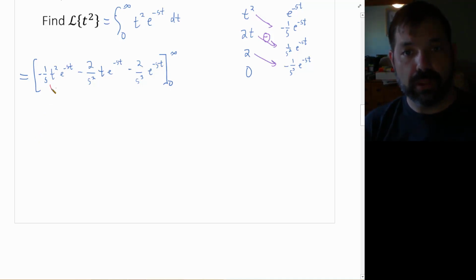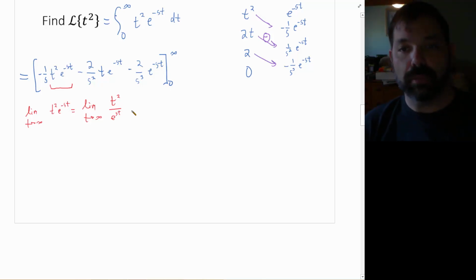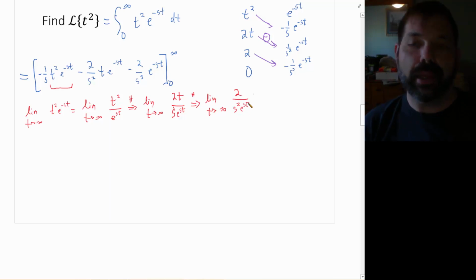Alright, let's focus on this term here. We have this t squared e to the negative st as t approaches infinity. So the limit as t approaches infinity of t squared e to the negative st, well, that's the same as the limit as t approaches infinity of t squared over e to the st, and that's infinity over infinity. We apply L'Hopital's rule. That's the limit as t approaches infinity of 2t over the derivative, s e to the st. That's still infinity over infinity. We apply L'Hopital's rule again, and now it's the limit as t approaches infinity of 2 over s squared e to the st. And now that's 2 over infinity, it goes to 0.